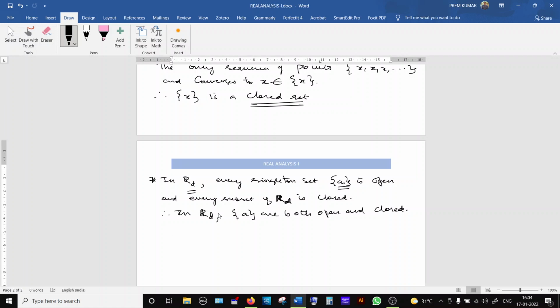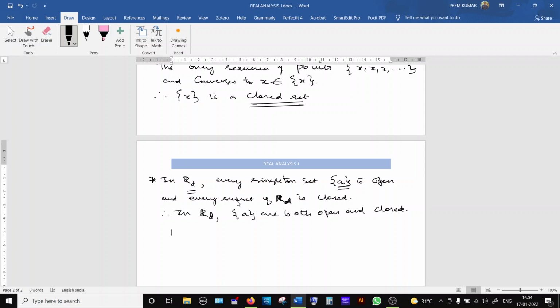So what the author says is, suppose a room is there, if a door is available, then the door is either closed or open, only that is possible. But for R^d we can see that the set is both open as well as closed. So sets are not like doors, because doors are usually either closed or open. So you can see here in R^d the sets are both open as well as closed.